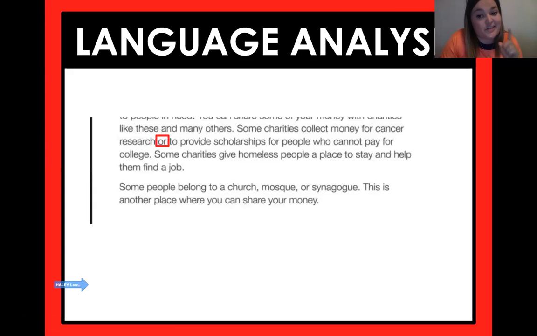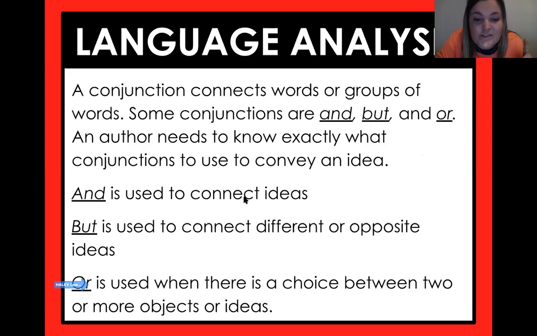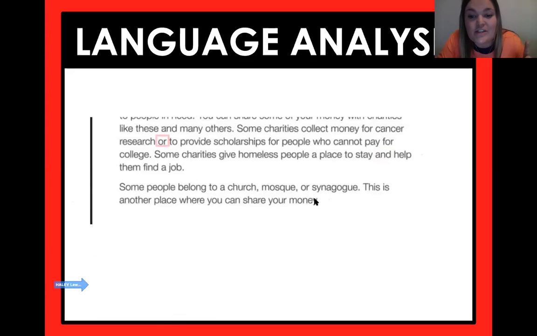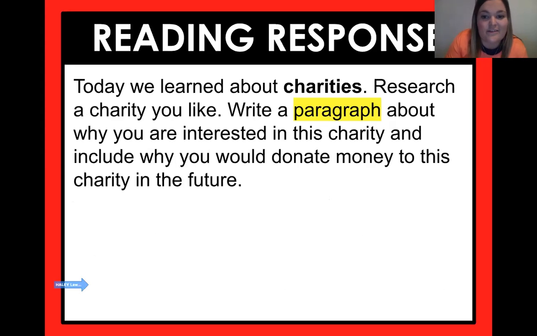There is another conjunction if you saw it on this page, fourth graders. Did you see it? There it is. It's and. So there's another one. It says some charities give homeless people a place to stay and help them find a job. So when you see and, do you remember what that job is? And is used to connect ideas. So they do both things. They give them a place to stay and they help them find a job. They do both of them together.